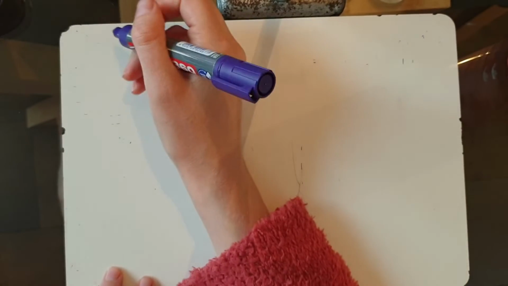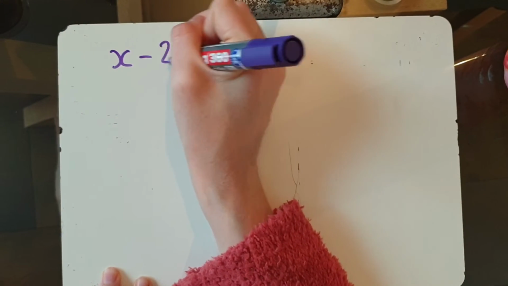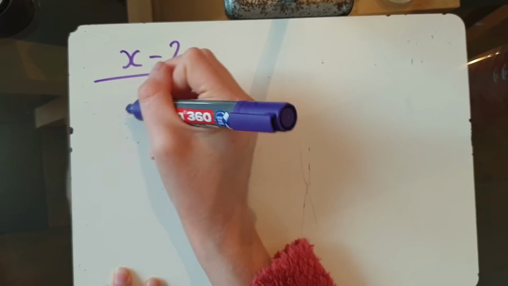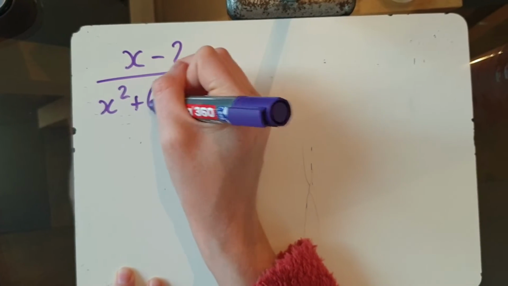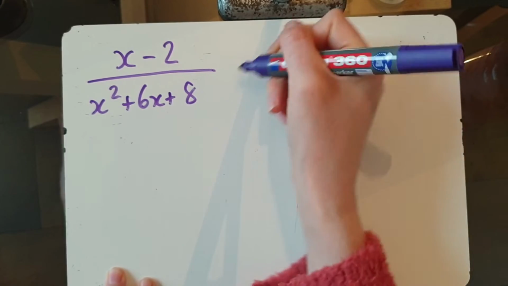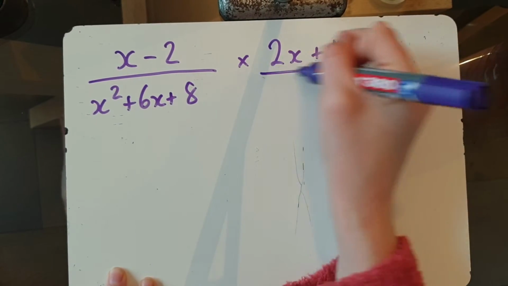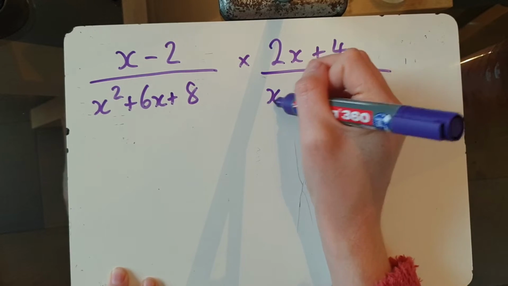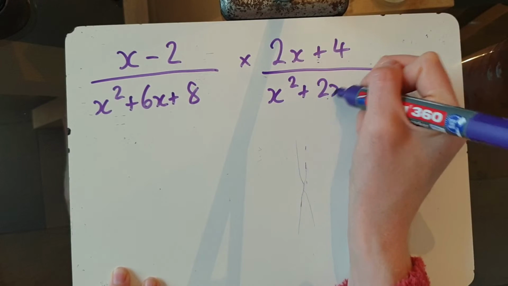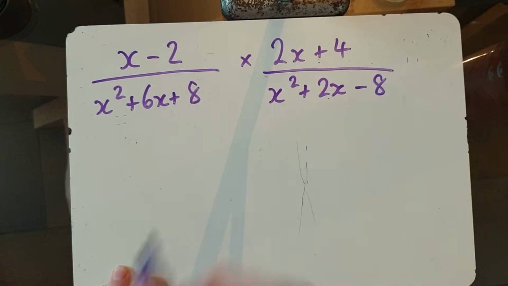So the first example for algebraic fractions, we're going to be multiplying a pair of algebraic fractions, and then we're going to express them as a single fraction. So I'm going to be multiplying (x minus 2) over (x squared plus 6x plus 8) by (2x plus 4) over (x squared plus 2x minus 8).